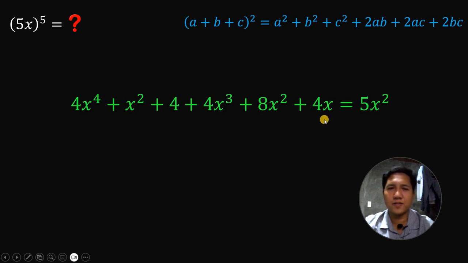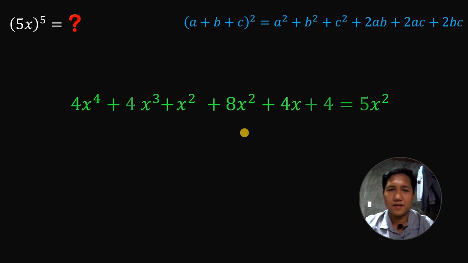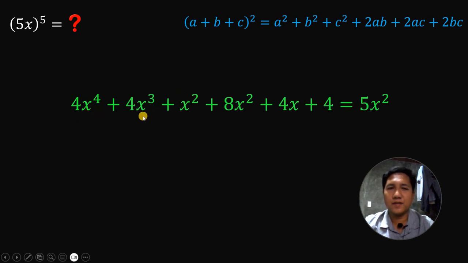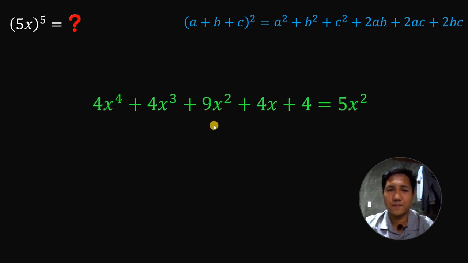Now, let's combine similar terms. But before that, let's rearrange some terms a little bit, like this, so that the exponent of the variable x is in decreasing order. So we have 4x to the 4th power plus 4x cubed plus x squared plus 8x squared plus 4x plus 4 equals 5x squared. Now, let's combine x squared and 8x squared. This will give us 9x squared.